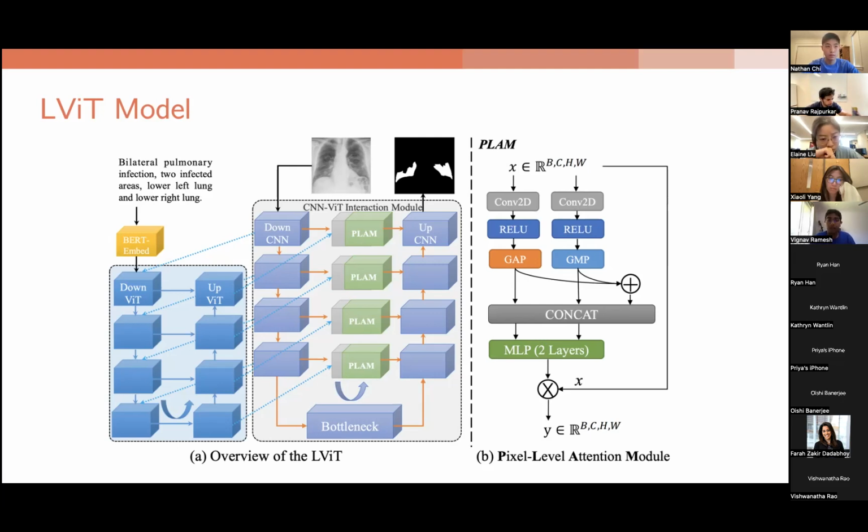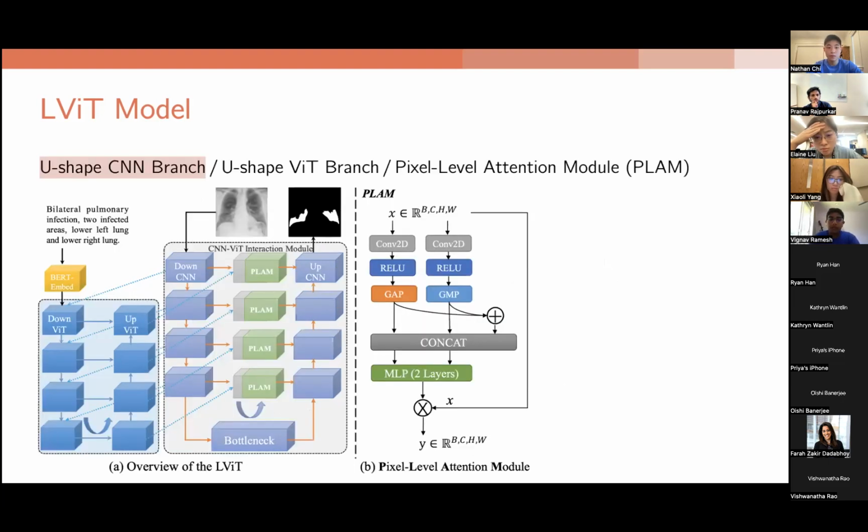The fused joint text image embedding is then passed back to the U-shaped CNN branch at each layer for the final segmentation prediction. In addition, a pixel level attention module, or PLAM, is placed at each skip connection of the U-shaped CNN branch. With PLAM, LViT is able to retain as much local feature information of the image as possible. So we can go into the U-shaped CNN branch first.